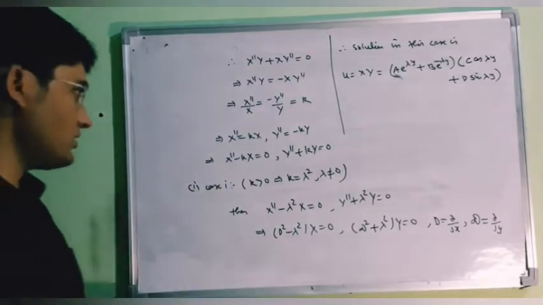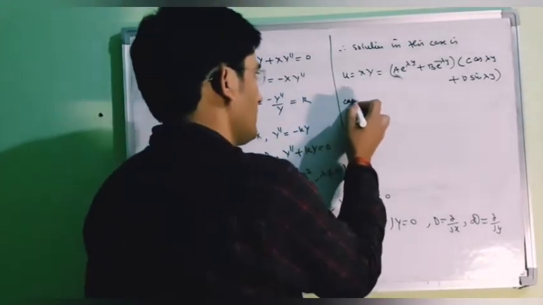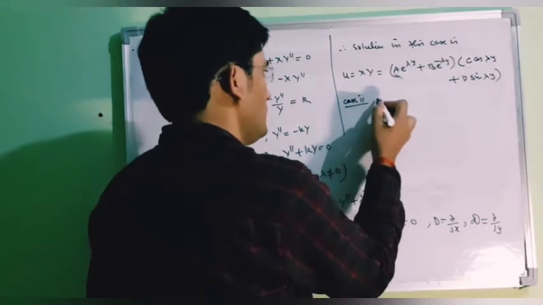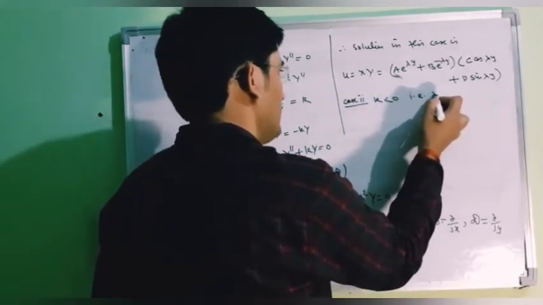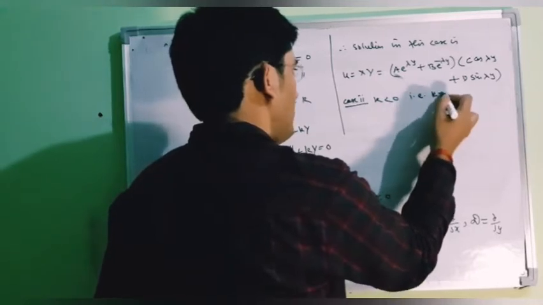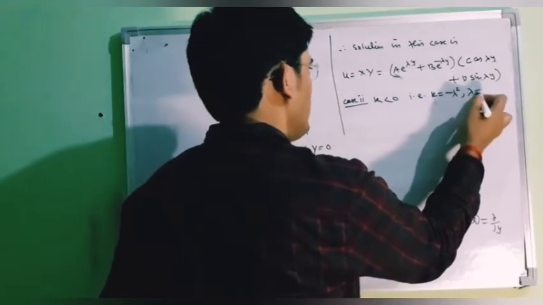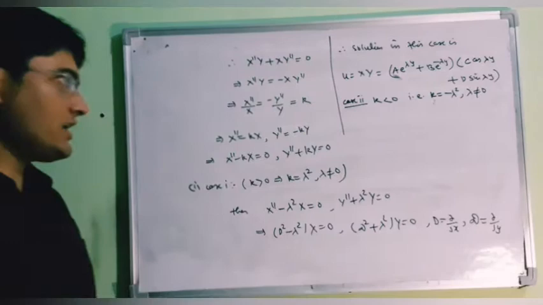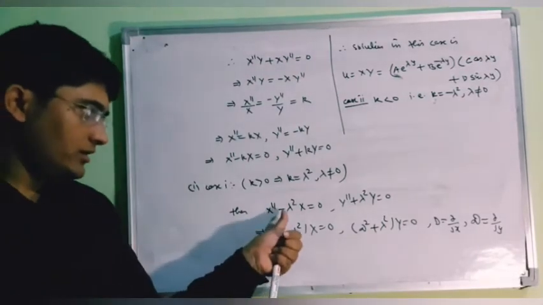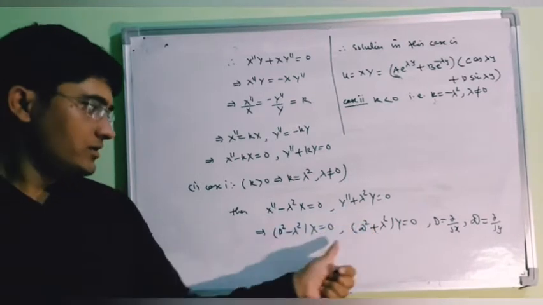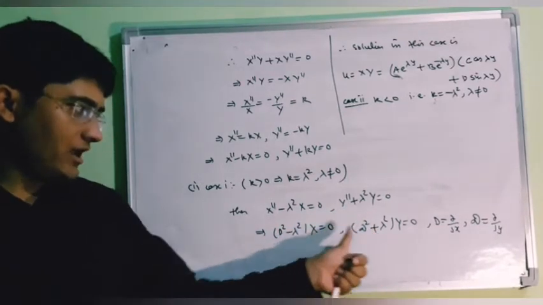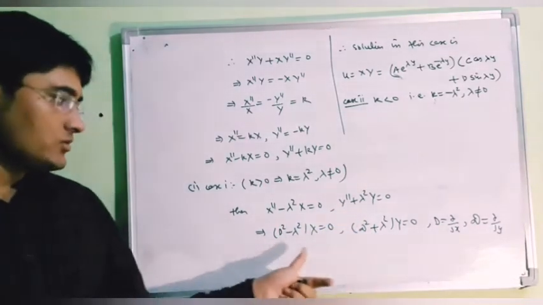Now let us consider case 2, when your k is negative, that means k equal to minus lambda square, where lambda is not equal to 0. Now if k equal to minus lambda square, then here you can see that this will become plus and this will become minus. So here we will have plus sign and here we will have minus sign.